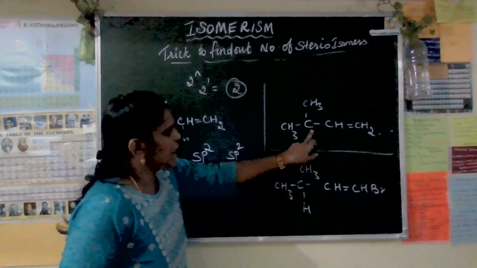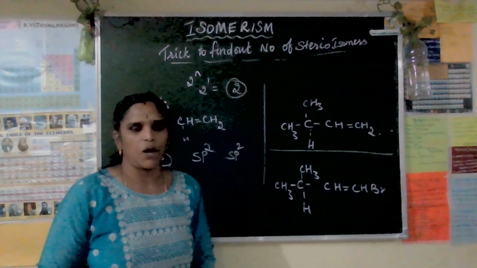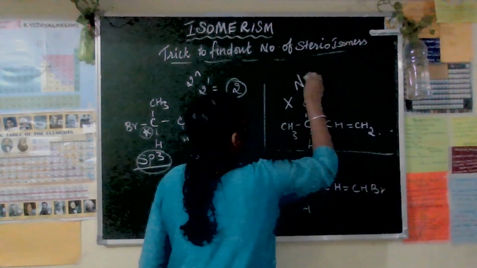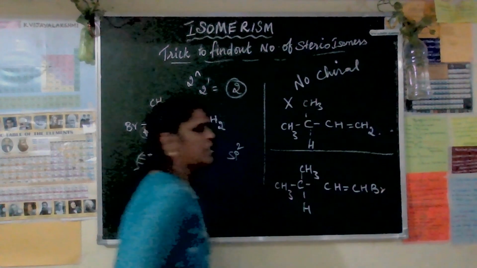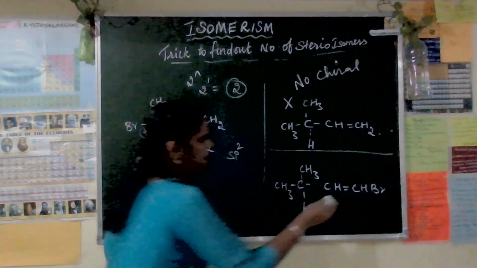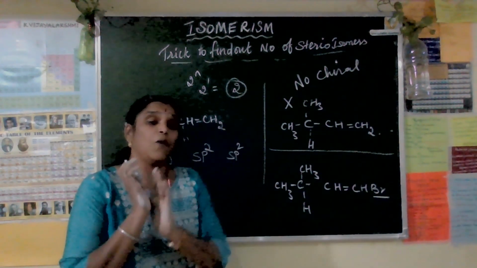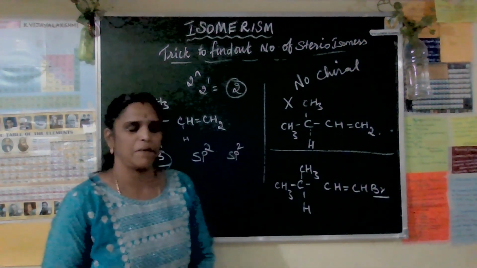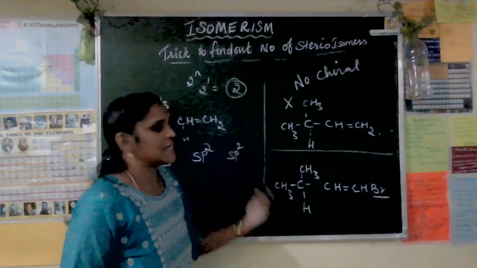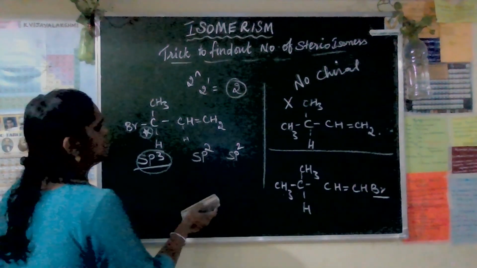Now, chirality is the main condition: four different groups attached to that carbon. Here both groups are the same, so that first point is gone. That means there is no chiral carbon. Now here, the same formula, I just mention Br: in CH2, one hydrogen has been replaced by Br. How many stereoisomers may be possible? The number of chiral carbons is actually null.